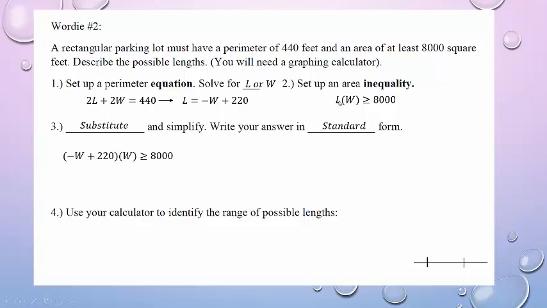So instead of L, I'm going to replace it with negative W plus 220. I'm still going to keep the times W from the area, and I still keep the 8,000 in the symbol. Do a little simplifying, and then change it over to standard form. So this is my new quadratic. And then the rest is basically what we did in the previous problem.